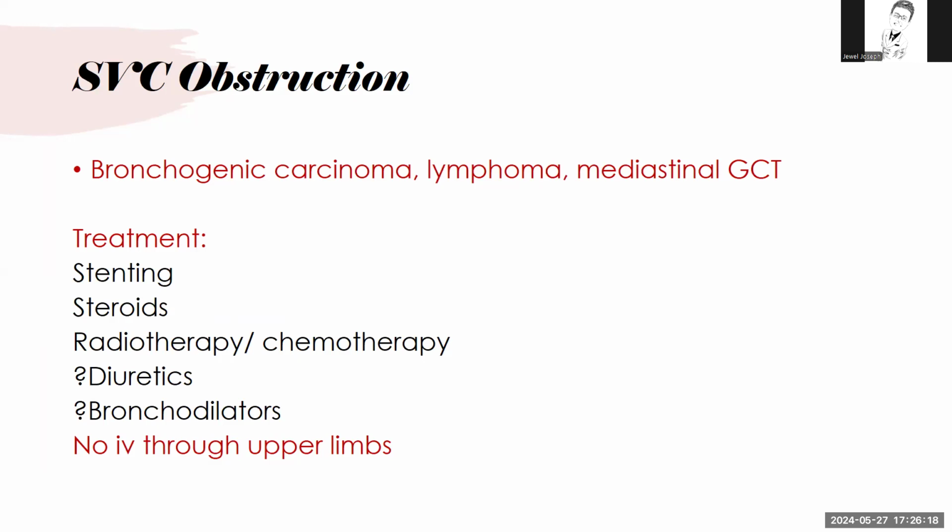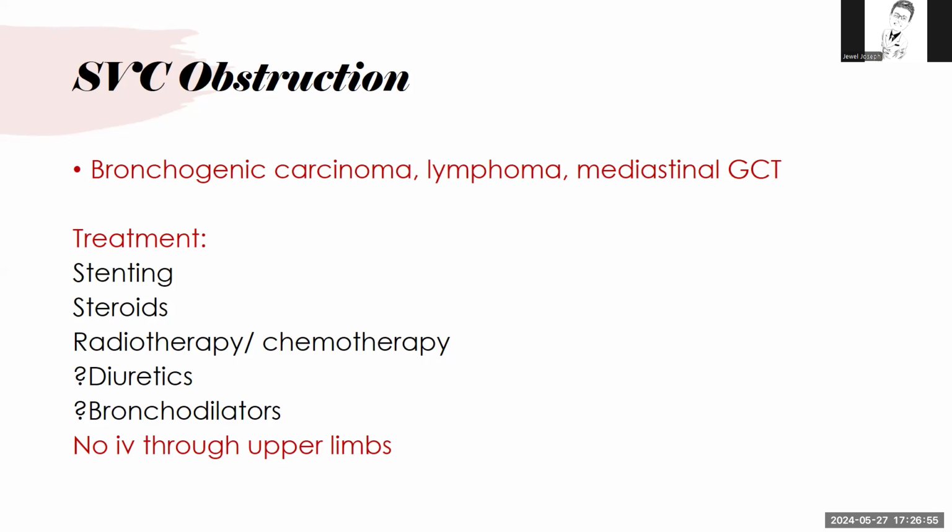Stenting, I don't know how the availability of stenting may be an issue in many centers, but whenever possible, stenting is currently considered the primary treatment for SVC obstruction. Previously, we used to give radiotherapy, but it is said that stenting is usually successful in around 94% of the cases compared to 80% with radiotherapy. So if you give palliative radiotherapy for SVC obstruction, it is successful only in 80% of the cases, whereas stenting is successful in 94% of the cases. So that should be the primary treatment whenever possible. If it is not possible, you can give radiotherapy.